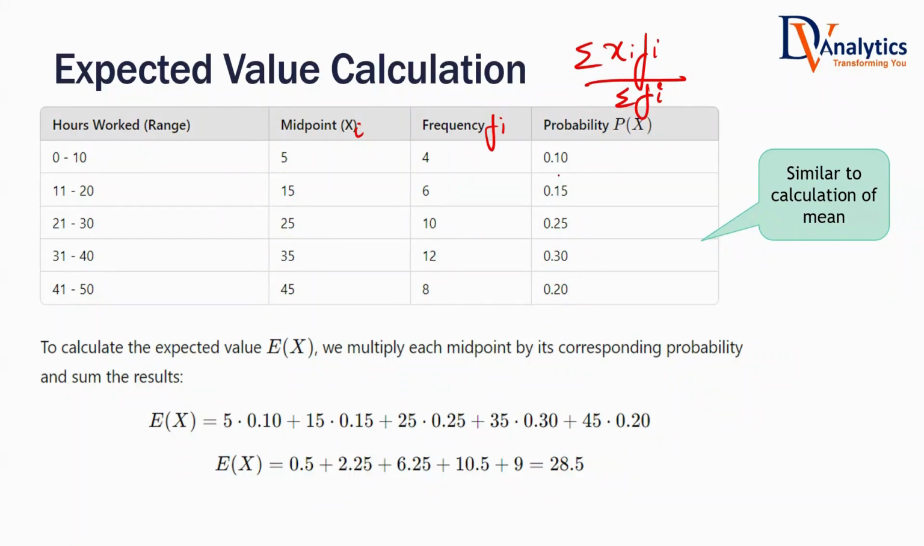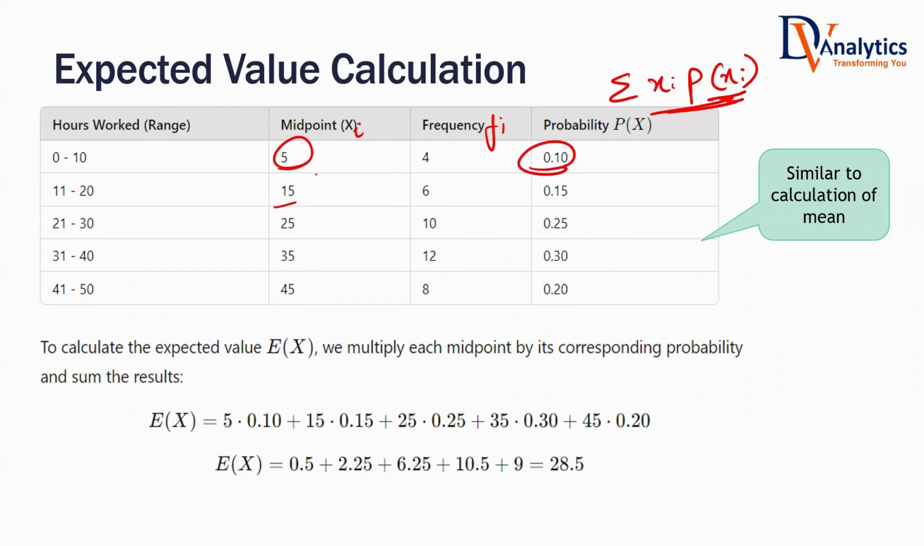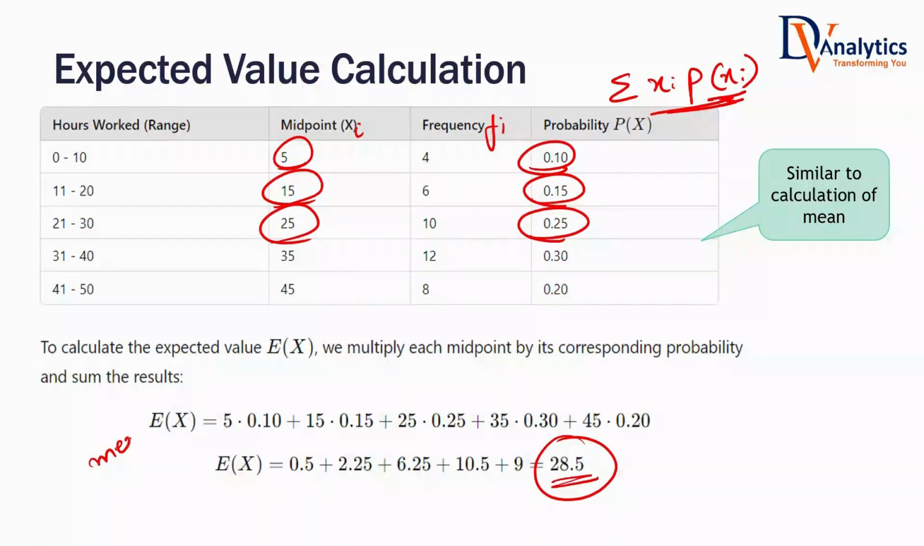Now this is kind of changed. fi by summation fi is known as the probability of xi. So you can rewrite that as summation xi into probability of xi. So the mean formula is just rewritten in terms of probabilities, which will give us the same value. So you write midpoint 5 into its probability, 15 into its probability, 25 into its probability. This is known as the expected value, which is 28.5. This is the expected value, another name for mean.